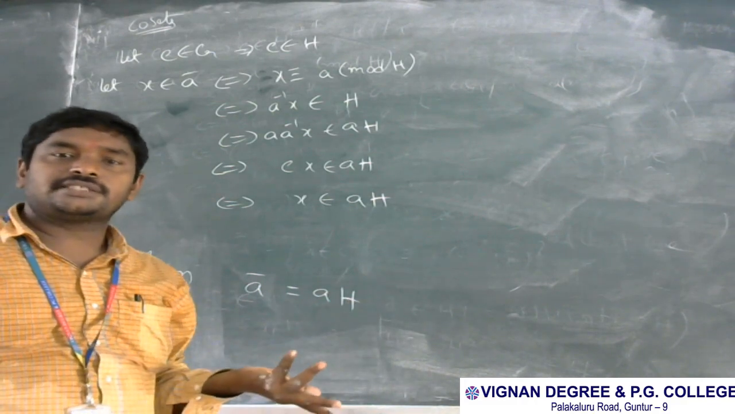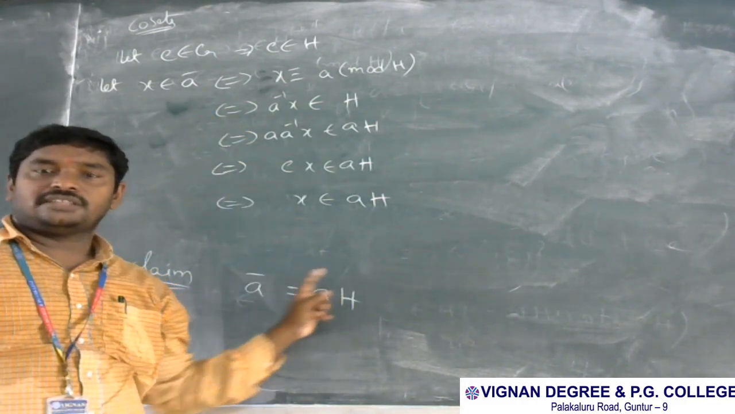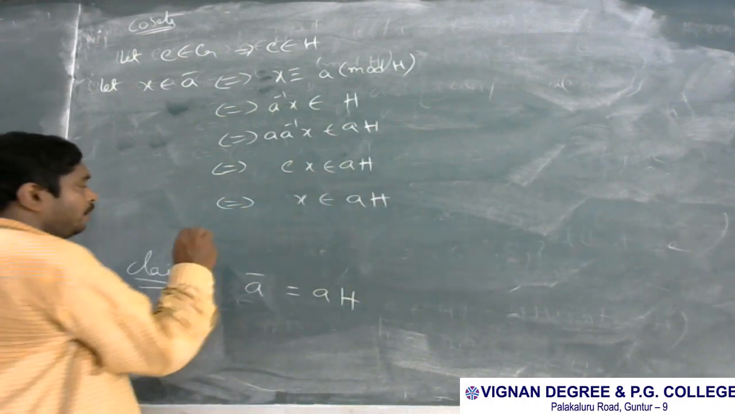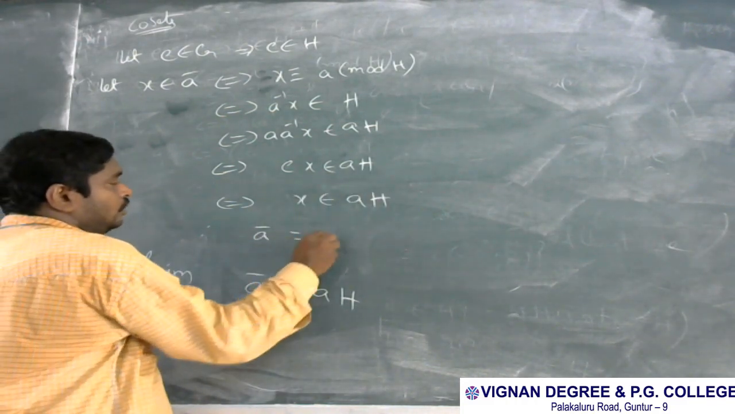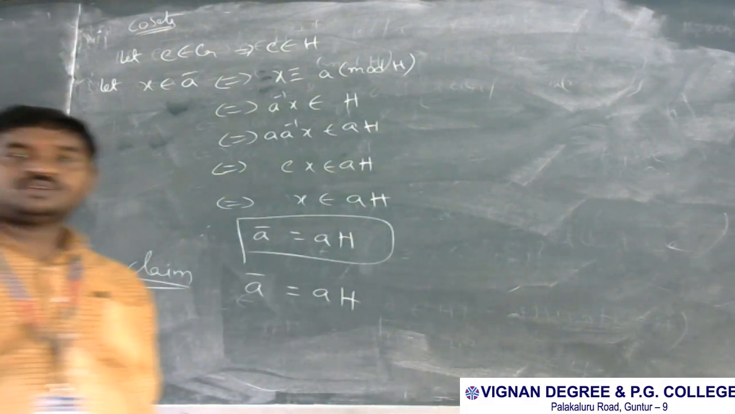Where have you taken x? In A bar. Where have you proved x? In aH. Therefore, A bar is equal to aH. Hence the theorem. Okay friends?